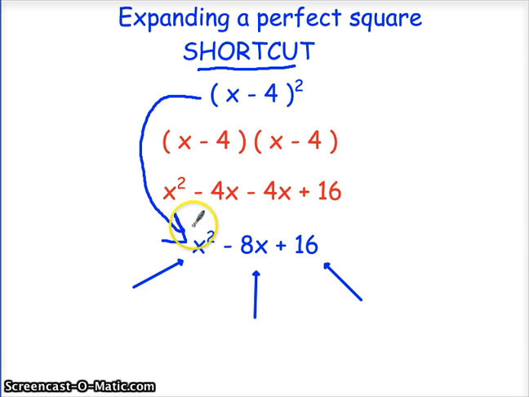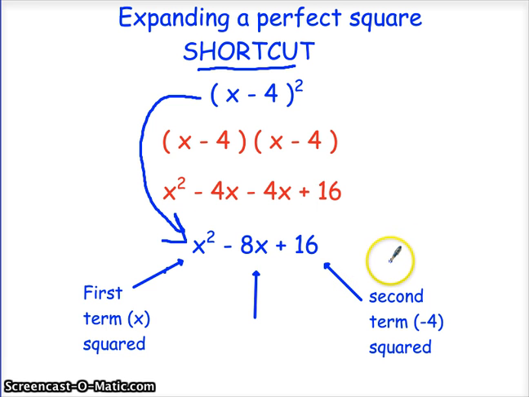The idea of the shortcut is that those first two terms will always be the same. So if you know that x is the front term here, then x squared will give you the first term at the bottom. Also, the last two terms in our two statements are both the same, essentially saying that negative 4 times negative 4, or negative 4 squared, will give you the last term. And the middle term always comes from adding those two like terms together.